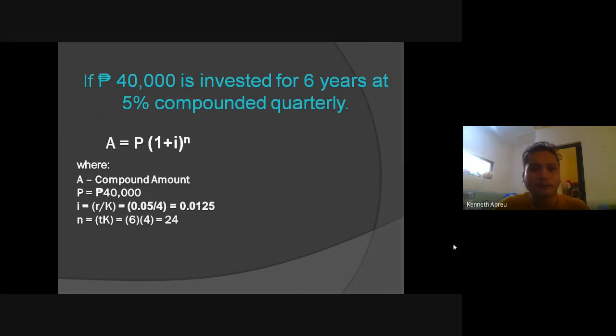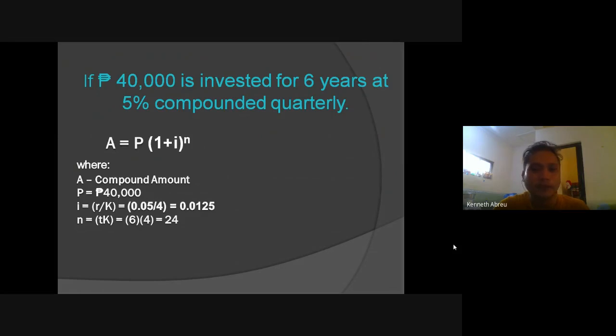From the given problem, here is our given. A, the compound amount, is unknown. The principal amount P is 40,000 pesos. Our periodic rate is r over k, or 0.05 over 4, which is equal to 0.0125. Where do we get that 0.05? From the given problem, the rate is 5%, so we convert that into its decimal form, which is 0.05.